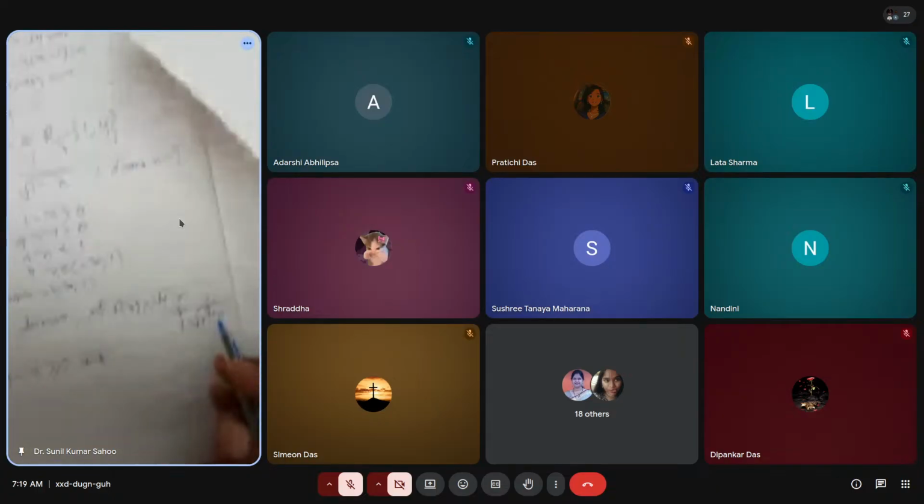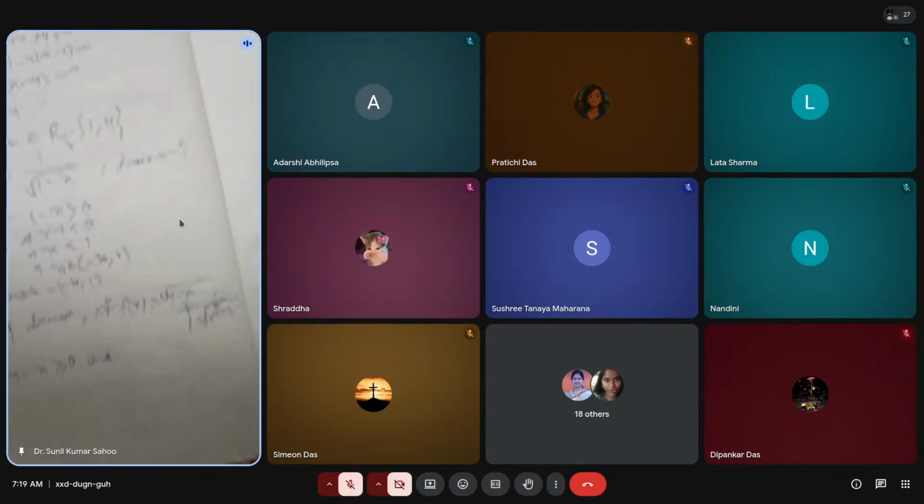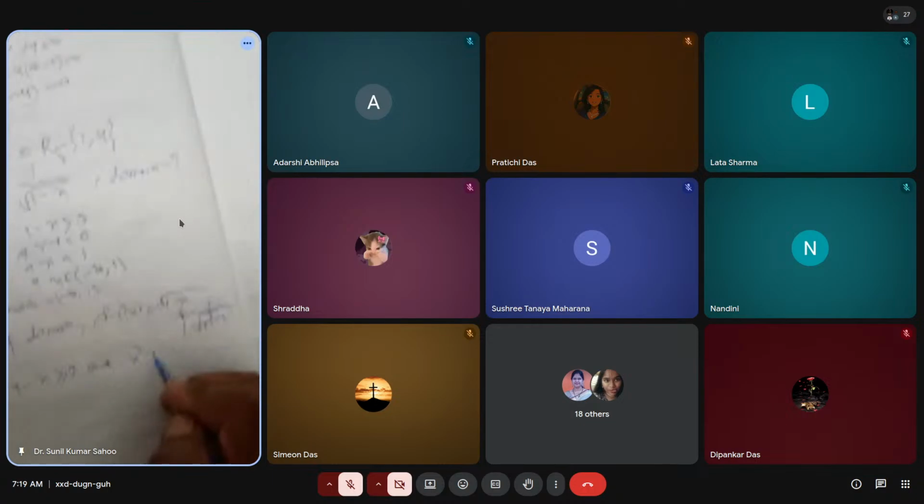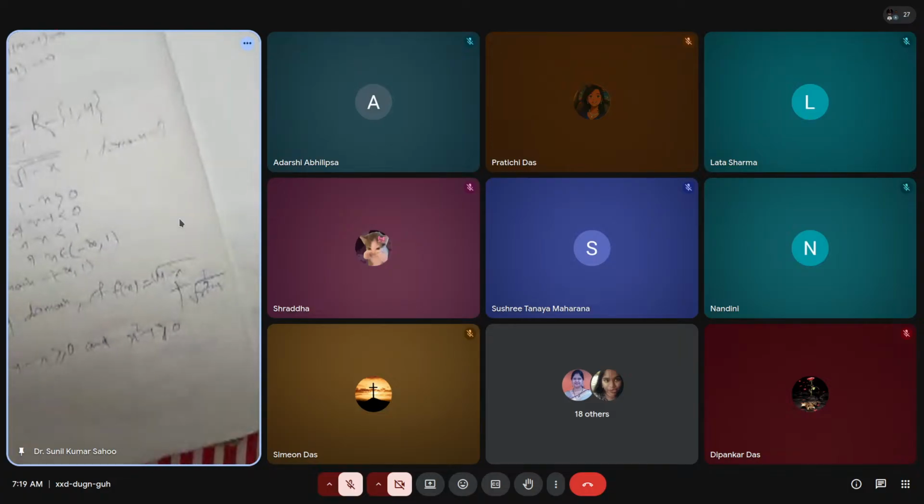Second term: 1 by root over of x square minus 1. The root over of x square minus 1 is in the denominator. Okay. Second term, so x square minus 1 must be only greater than 0. Don't write greater than or equal to. Only greater than 0. Okay.